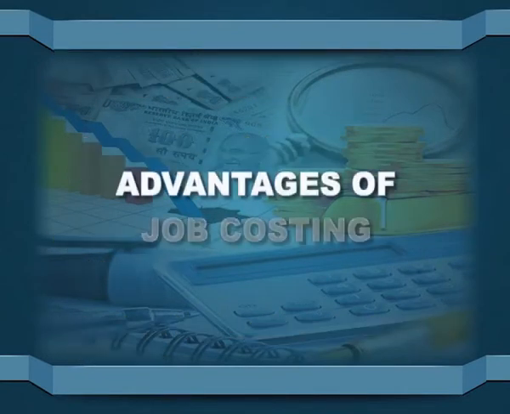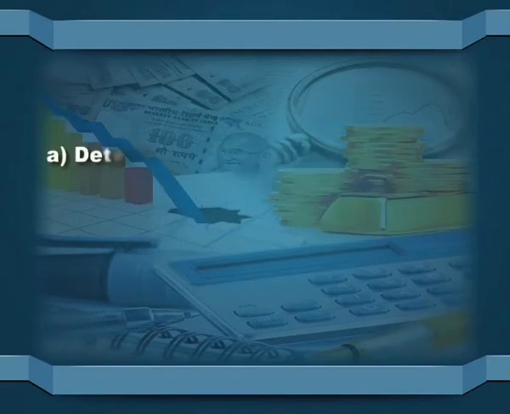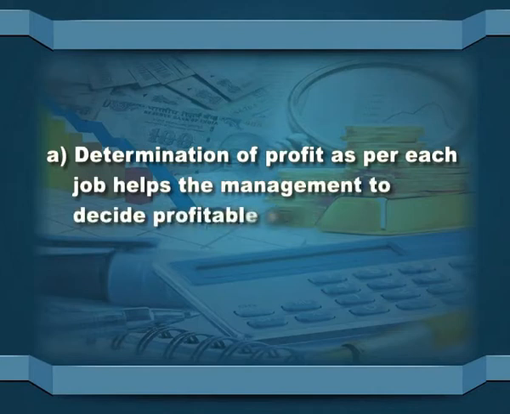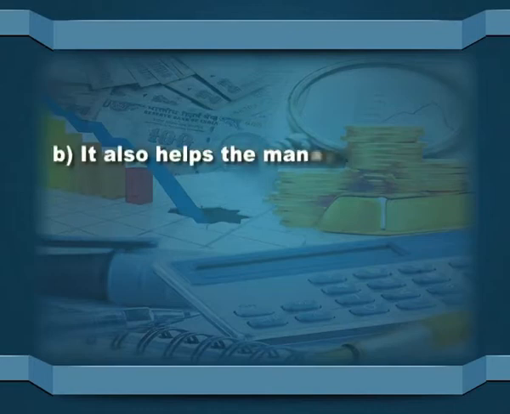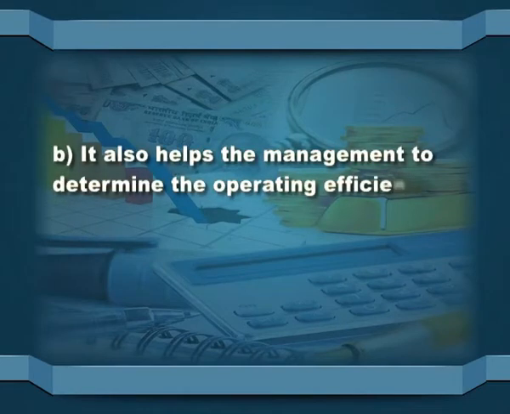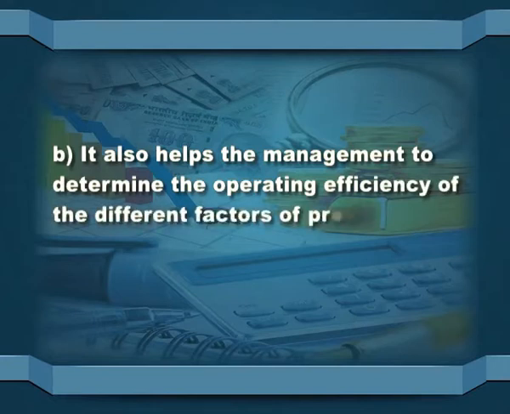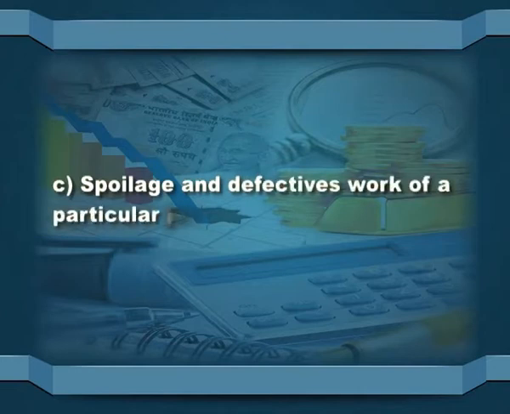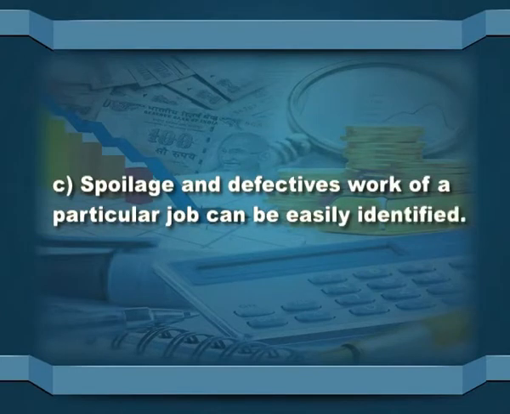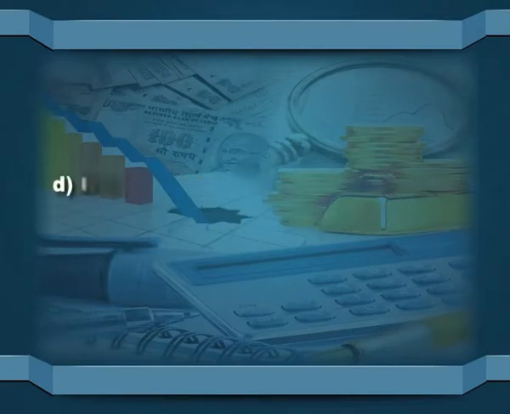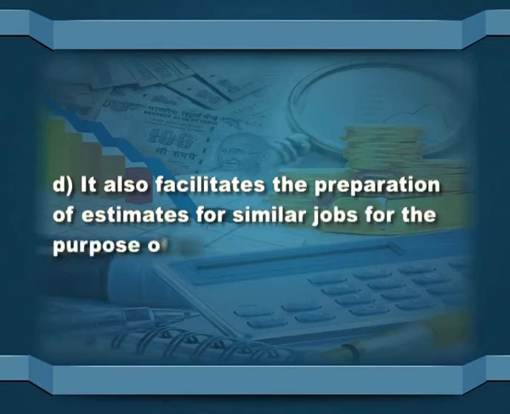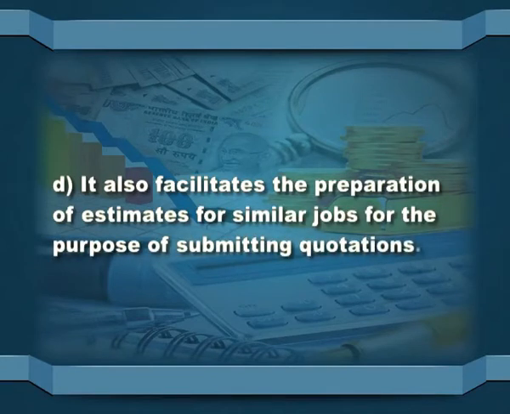What are the advantages of job costing? Number A. Determination of profit as per each job helps the management to decide profitable and unprofitable jobs. B. It also helps the management to determine the operating efficiency of the different factors of production. C. Spoilage and defective work of a particular job can be easily identified. D. It also facilitates the preparation of estimates for similar jobs for the purpose of submitting quotations.